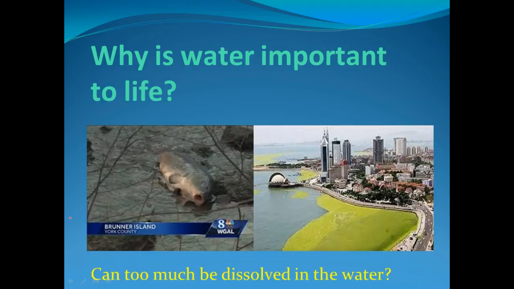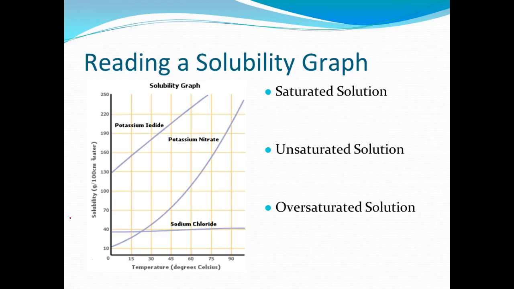Well, if you're the fish in the left-hand side picture, I think he's going to say yes, too much of something was dissolved in that water. And if you live in the city on the right-hand side of the picture, I'm thinking you're going to say yes, too much of something was dissolved in that water. So how do we measure too much? What does that mean? We're going to read a solubility graph to help us out.